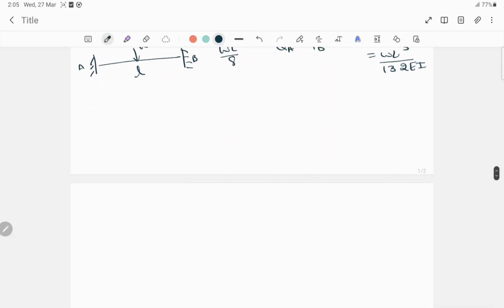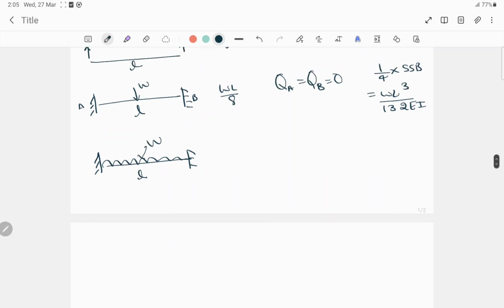Okay, now again here it's a fixed beam where UDL is acting, so UDL of W, and it's L. So here the maximum bending moment formula will be WL square by 12, as it's fixed. And here theta A, slope A is equal to slope B is equal to 0, and the deflection will again be 1/4 of the simply supported beam. So the answer will be around WL to the power 4 divided by 384 EI.